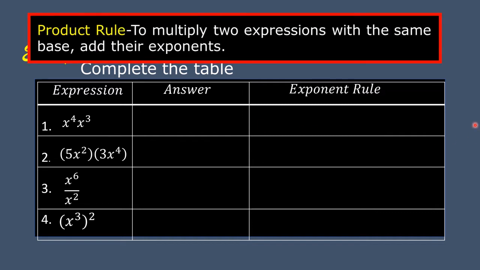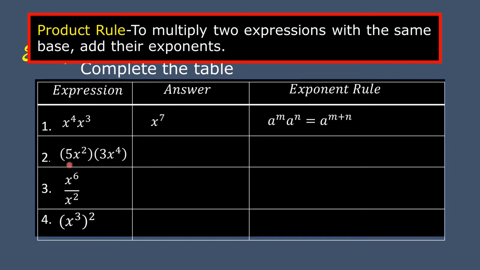According to the product rule, to multiply two expressions with the same base, add their exponents. So we add 4 to 3. 4 plus 3 is equal to 7. So our answer is x raised to the exponent of 7. The exponent rule in symbols is a raised to the exponent of m times a raised to the exponent of n is equal to a raised to the exponent of m plus n.